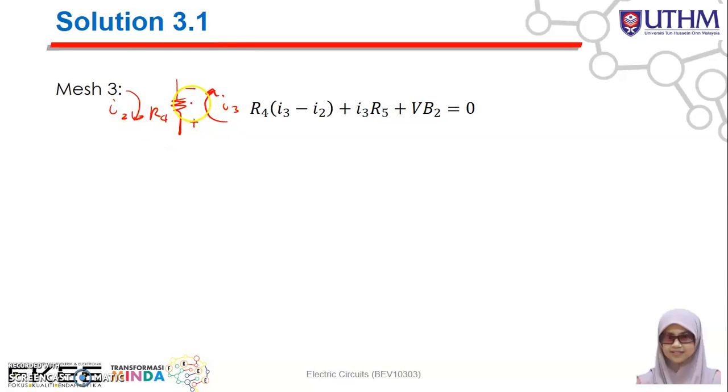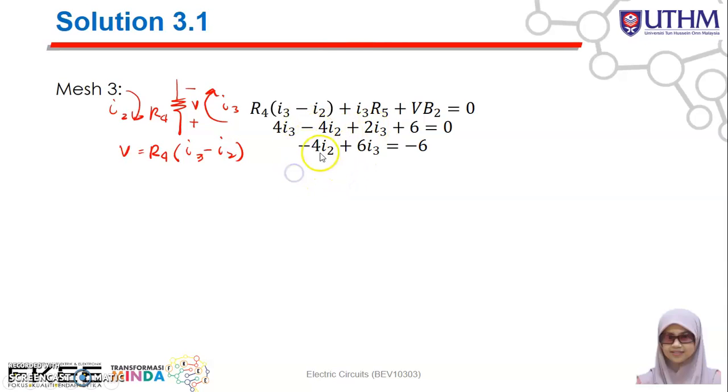So here the voltage is given by the value of R4 multiplied with, here you have positive, negative, so the current flows from the positive side to the negative side. That's why you have I3 minus I2. So here you have R4 multiplied with I3 minus I2, plus I3 R5, plus VB2 equal to 0. Then I can substitute the values of R4, R5 and VB2 accordingly. So I have 4 multiplied with I3 minus 4I2, plus R5 is 2, so plus 2I3, plus 6 volt equal to 0. And then I can further simplify my equation.